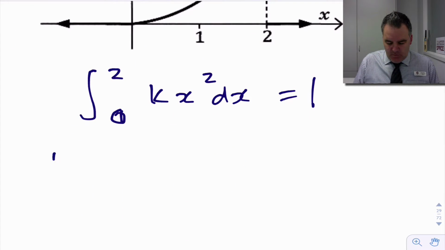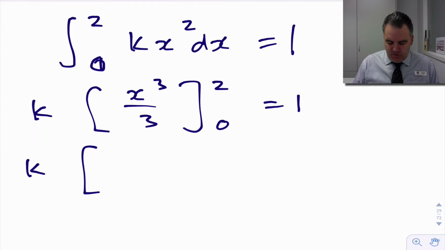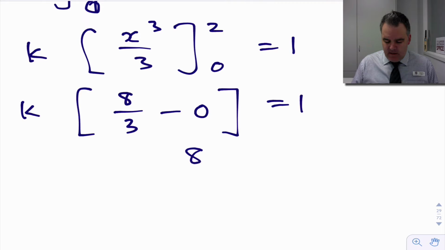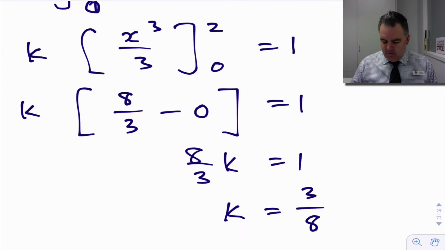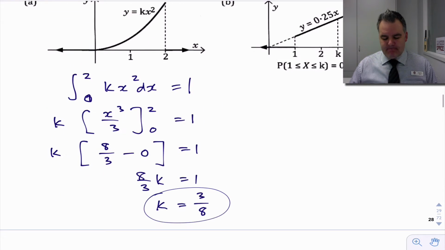Okay, so if I put the k out the front and do the integral, I get x cubed over 3 between 2 and 0, and that is equal to 1. So substituting 2 in, 2 cubed over 3, so that's 8 over 3 minus 0 over 3. So 8 over 3, k, is equal to 1. So times by 3 divided by 8 gives me k is equal to 3/8 in that one there.